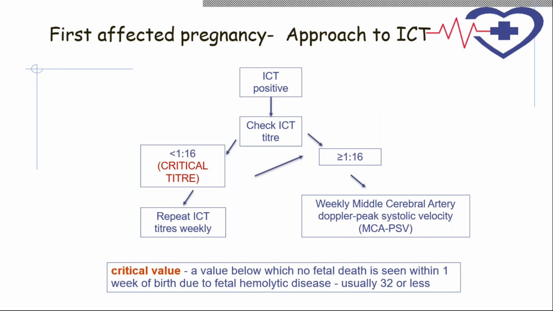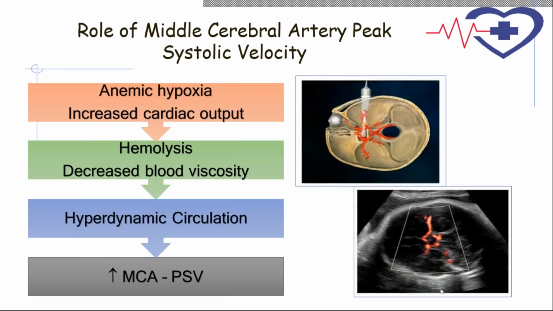There is a very high likelihood that this baby may be having anemia, and to detect anemia we are going to do a fetal middle cerebral artery peak systolic velocity. It is an ultrasound method. Dr. Soumya has very nicely shown this. Soumya, can you describe this slide very quickly? We are running short of time.